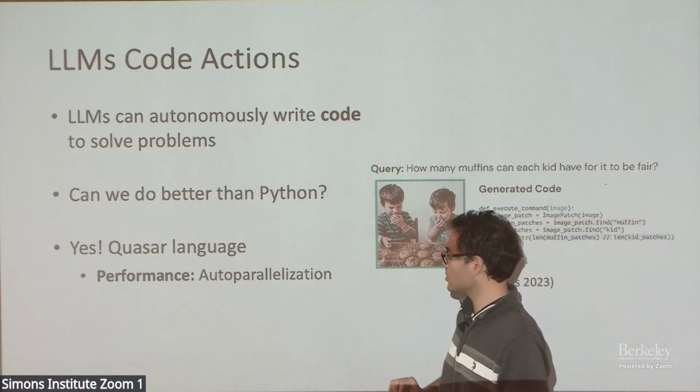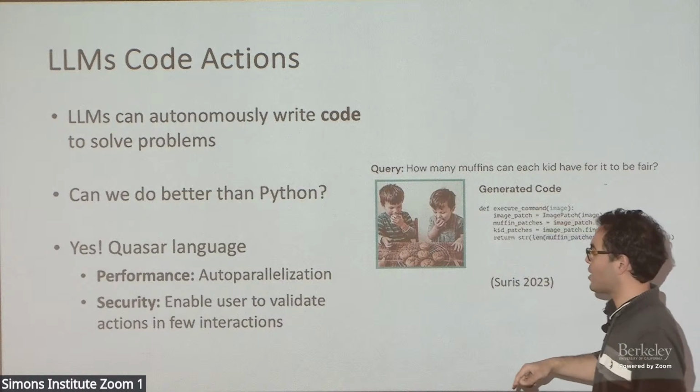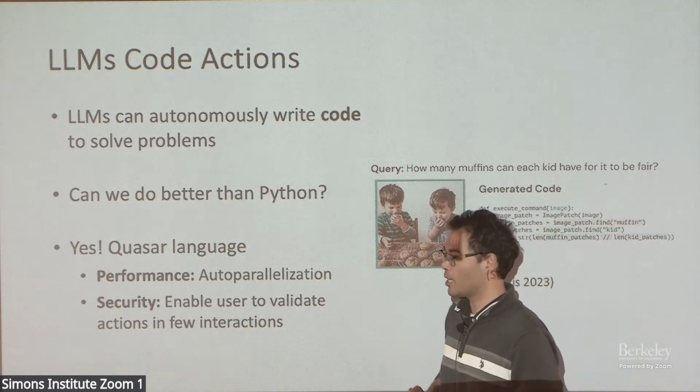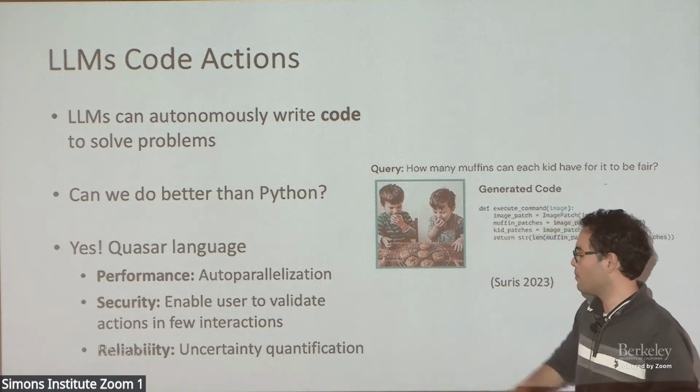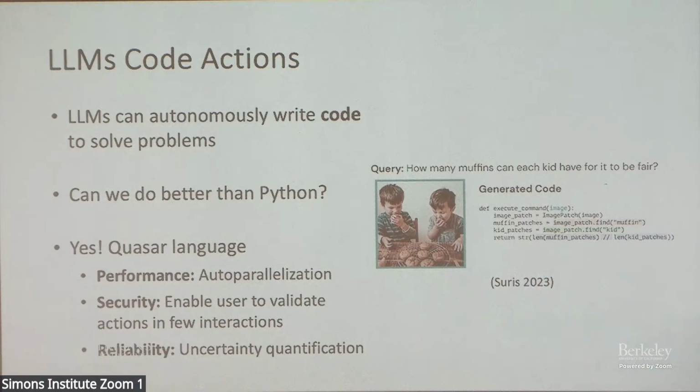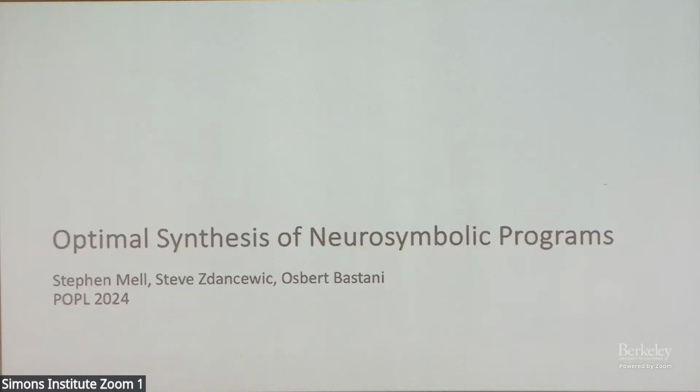So there's auto parallelization, so we can run these programs much faster. There's security features that we include. And we also incorporate uncertainty quantification to improve reliability. So I'll briefly touch on this at the end if there's time. But diving into the synthesis work.